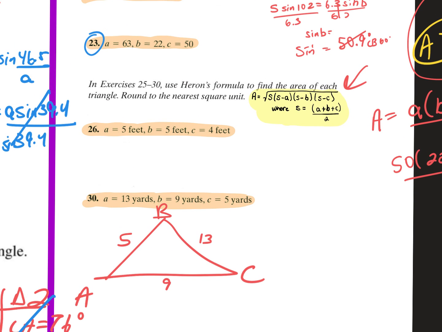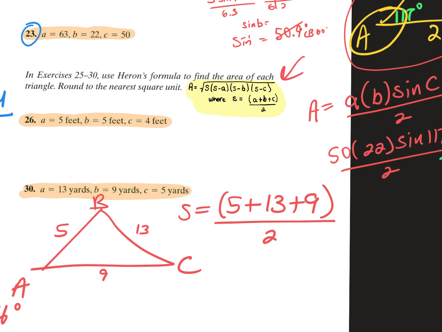So what do we have to find first? We have to find the S value. We have to add up all the sides. So S equals, remember, you have to tell your calculator to add everything first in the numerator, then divide by 2. When I add 5 plus 13 plus 9, and then divide that by 2, what do I get? So my S value is 13.5. I need to see that part to give you full credit.